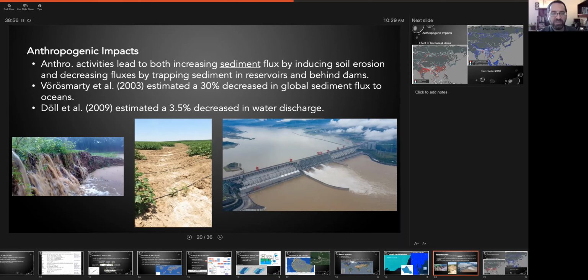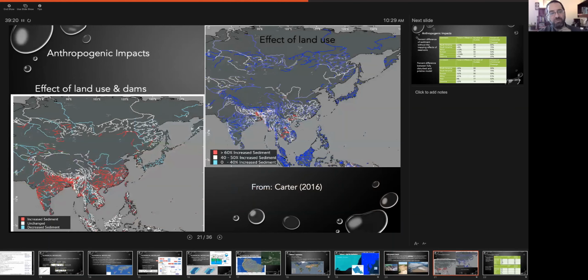There have been some estimates in the past that put the net impact at a 30% reduction in global sediment flux to the ocean. That was the Syvitski estimate in 2003. There's also been an estimate for discharge, a decrease of 3.5% in water discharge to the ocean, again on a global scale average, because of human activity. So with our modeling capability, we can actually test these and create an exercise in which we can control these different aspects of the anthropogenic factors and therefore isolate them and see how they behave.